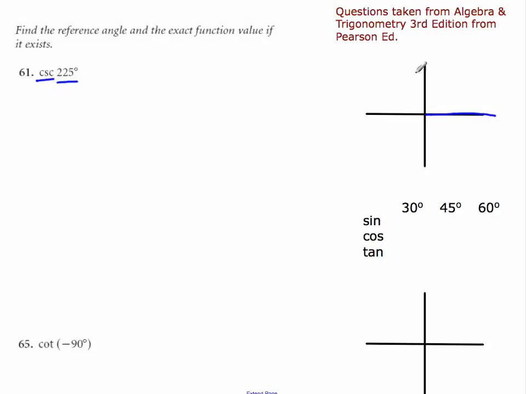If this is always our initial arm, 225 would be, here's 90, 180, and then I have to go another certain distance to get to my 225. That other distance is known as your reference angle, because this angle that your terminal arm makes with the closest x-axis is called your reference angle. So if I've got 180 to there and my whole angle is 225, I can go 225 minus 180 and that'll give me my reference angle.